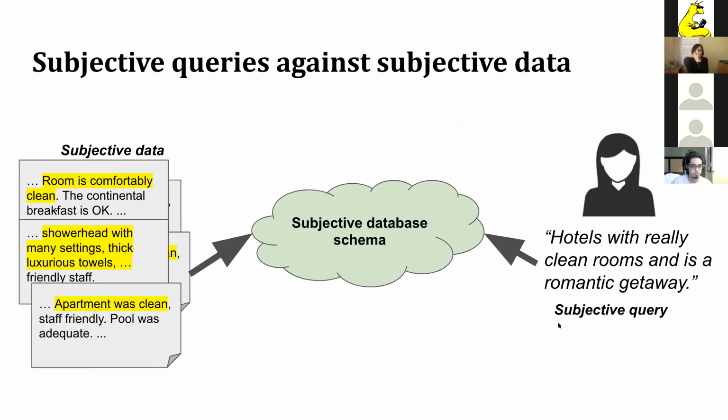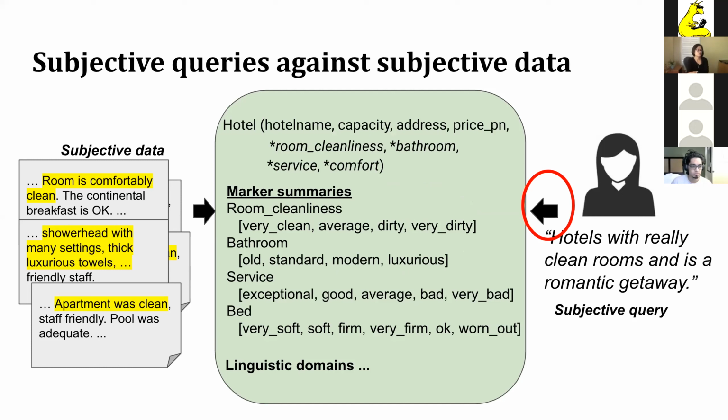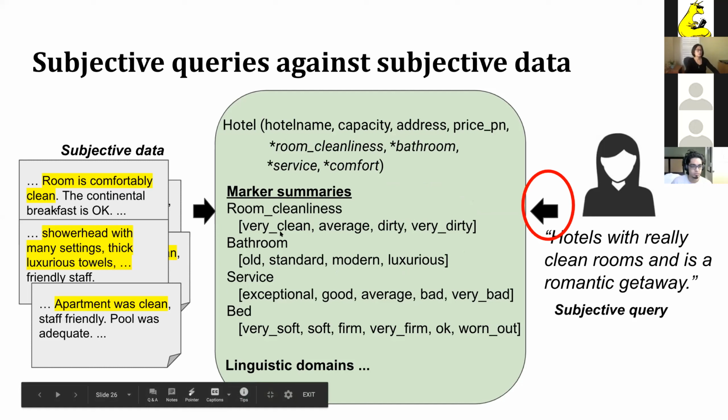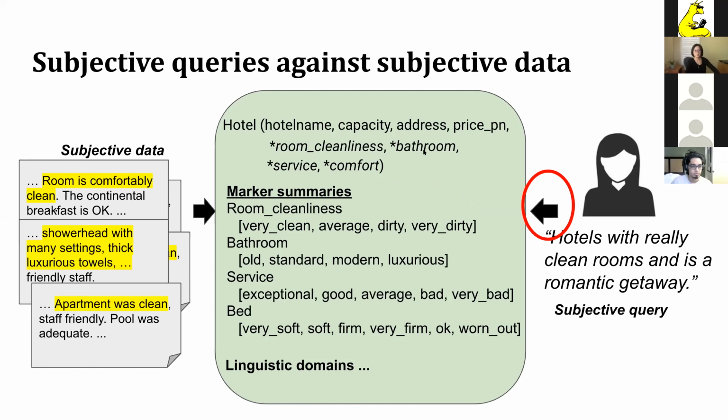Okay. So back to this big picture here, what I've essentially described is what is going on in the middle of the picture here with the subjective database schema. So now you can think that in the middle, there is a hotel relation, shown on the top here, with a bunch of attributes, objective and subjective. Each subjective attribute has marker summaries shown on the bottom here. And there are also linguistic domains associated with each of these attributes, right? And for the remainder of the talk, I'm mostly going to focus on how we answer subjective queries against this subjective database.